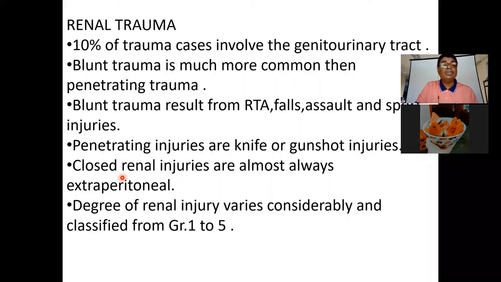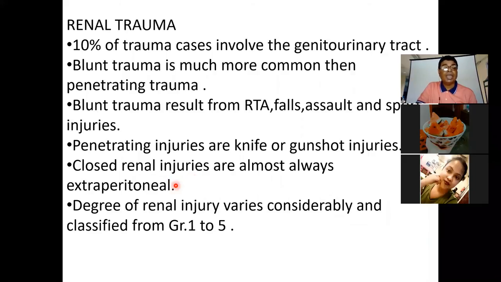These closed renal injuries are almost always extraperitoneal. Closed means blunt trauma. You know, the kidneys are retroperitoneal or extraperitoneal structures, and blunt or closed renal injuries are always extraperitoneal. They will not usually extend to the peritoneal cavity.